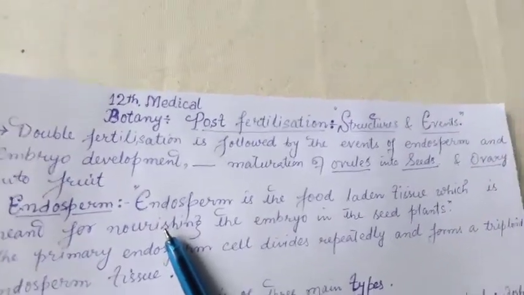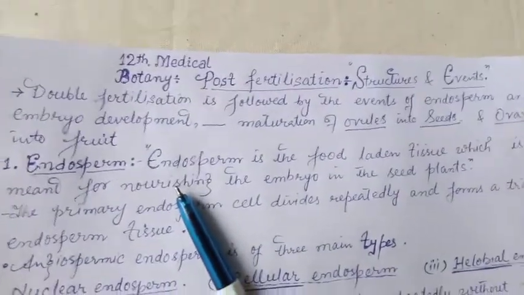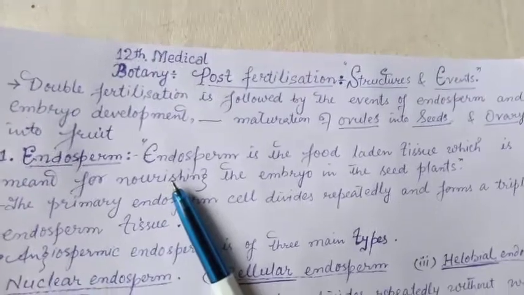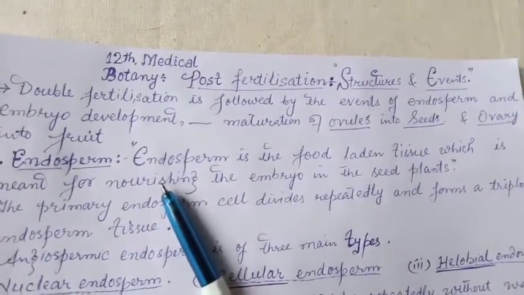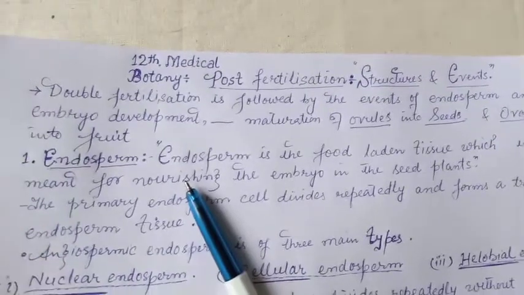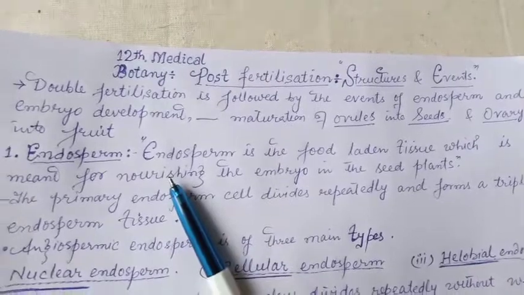The events like the formation of the endosperm and embryo development take place in the ovules, and maturation of the ovules into the seeds and ovary into the fruit. These are the post-fertilization events we are going to take up.